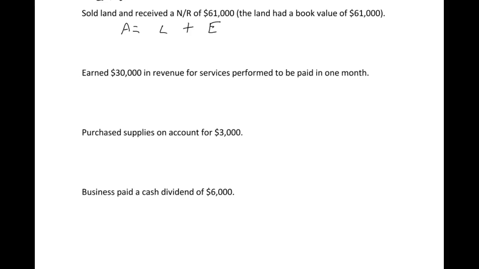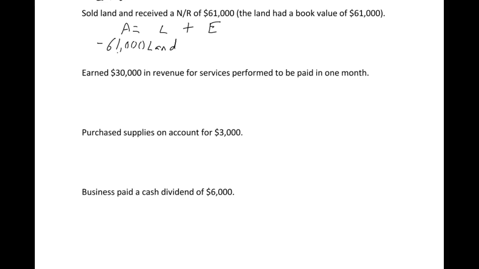If we sold land, that means land has to be decreasing, so land is decreasing by 61,000. Let me switch back. I'll put land to the side, because the two accounts that are affected are both asset accounts. We sold land, so it goes down by 61. And notice we received a note receivable. That's kind of like the opposite of a note payable. We sold something, and the party we sold it to is going to pay us back later.